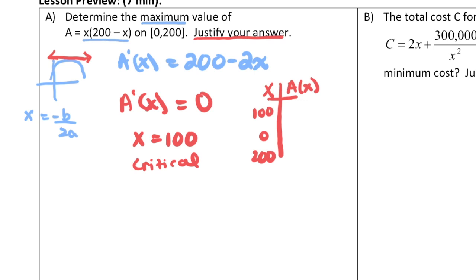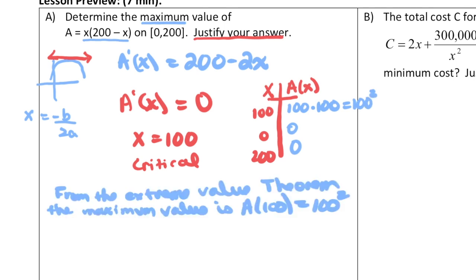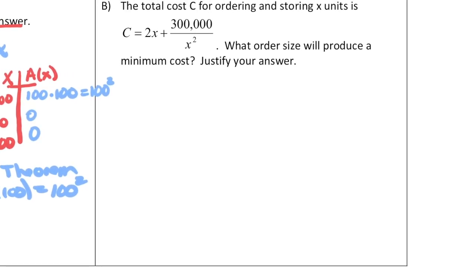Now, fortunately, the 0 and 200 give you an answer of 0 when you substitute into your area equation. And when you substitute 100 into your area equation, you will get 100 times 100. Now, you expected your answer to be the square. From the extreme value theorem, the maximum value is A of 100, which equals 100 squared. Now, usually you would have some sort of units, but in this problem, we didn't have any.